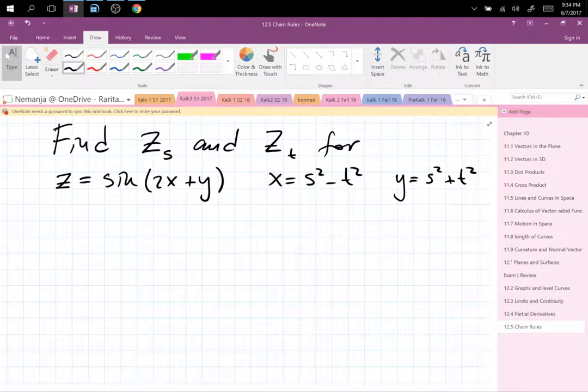Squared or S squared for X? S. Like position. S, like position, right? There's an S in there.